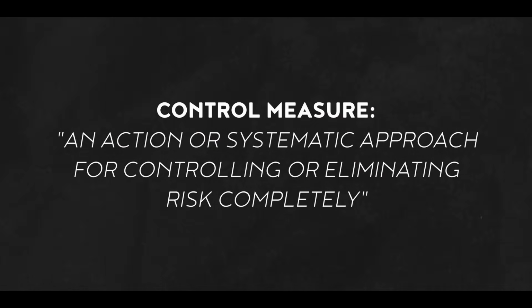Next, we have to consider the definition of a control measure, which can be seen as an action or a systematic approach for controlling risk or eliminating risk completely. Control measures need to be combined or used in conjunction with one another, to make sure that the hazard, its associated consequences, and therefore its risk, never reaches the employee, persons, or processes. These form layers which protect us and our businesses from harm.